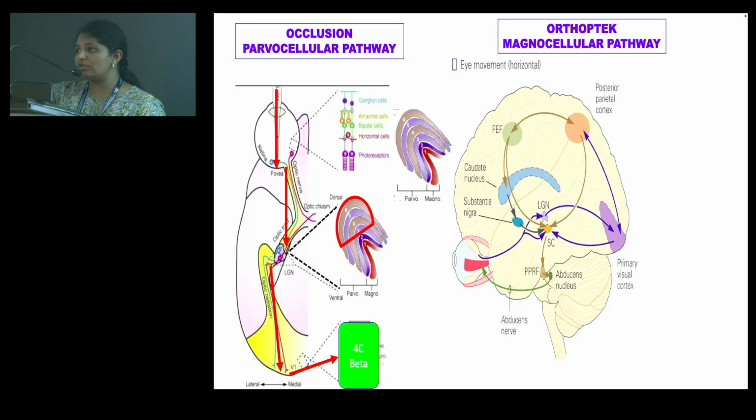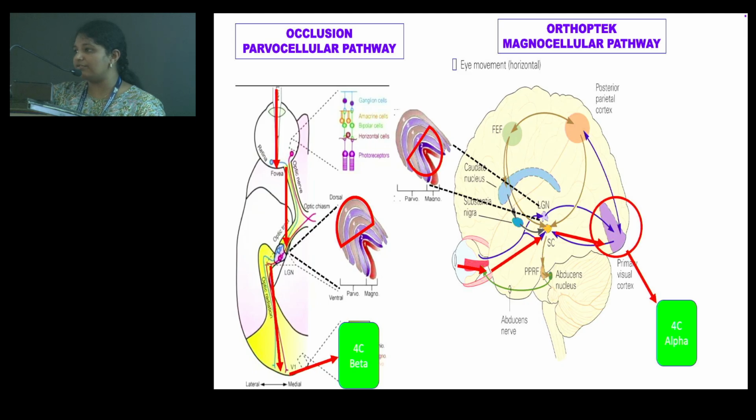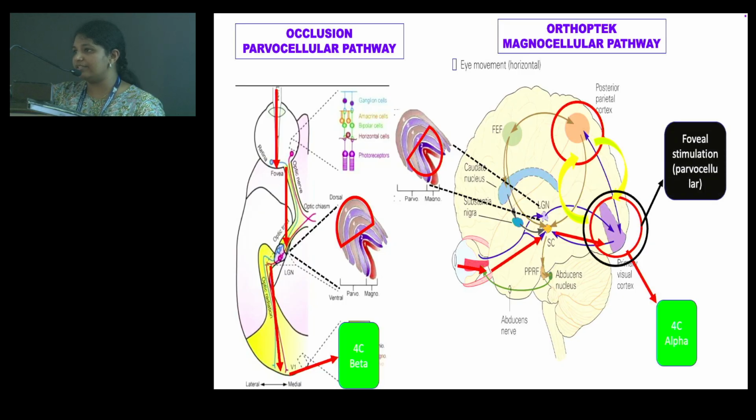And coming to the magnocellular pathway, which is the major pathway for the orthoptic device, here when the stimulus is transmitted at the fovea, the M ganglion cells transmit the information to the lateral geniculate body, that is layers 1 and 2 of the lateral geniculate nucleus. From there it again reaches the primary visual cortex area 4C alpha, which is further processed in the posterior parietal cortex. And also information from the frontal eye field and posterior parietal cortex again comes back to the primary visual cortex where the foveal stimulation occurs.